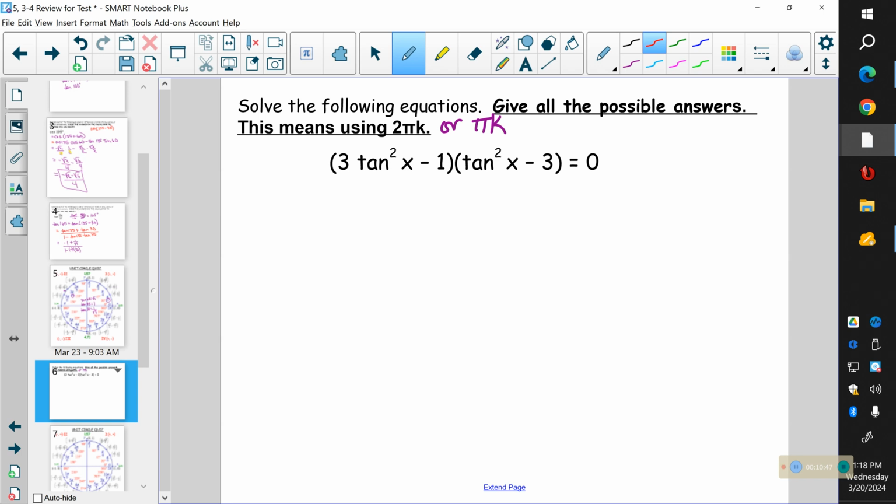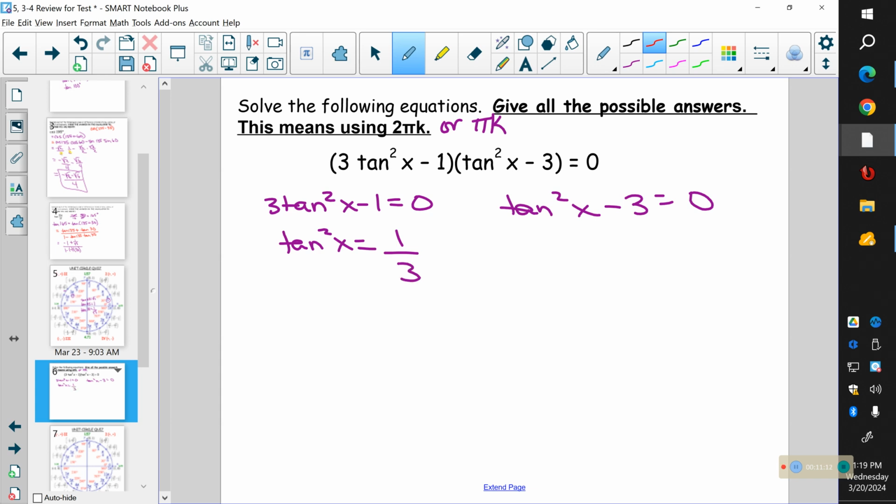So I'll give you an example, okay? So here we go. I give you 3 tangent squared of x minus 1 times the tangent squared of x minus 3. It's already factored. So set each parenthesis equal to 0 and solve. Yes? So from here, I have 3 tan squared of x minus 1, so that means the tangent squared of x is equal to 1/3. Yes?